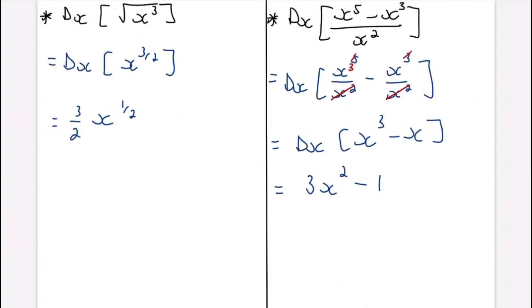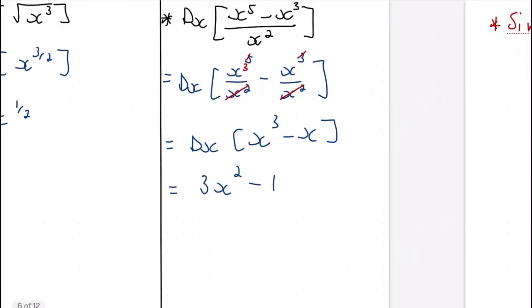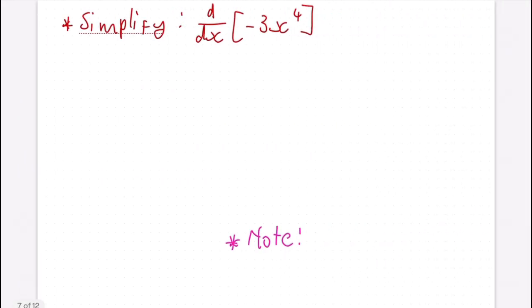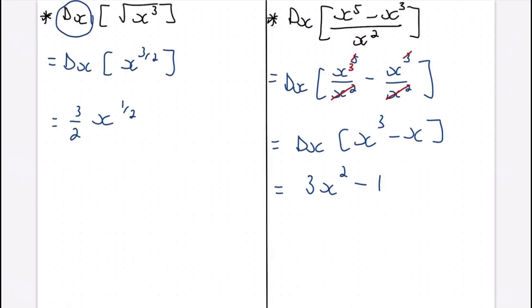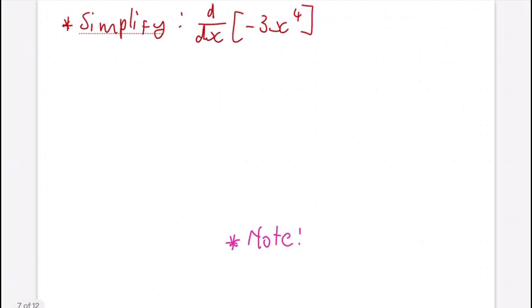As I mentioned, there were two more notations, and this is one of them. Here's the last one. D over dx. This is also an instruction to derive, so it works in the exact same way that dx works. Okay, so d over dx of negative 3x to the 4 would be negative 12x to the power of 3. It is an instruction to derive whatever's in the brackets.